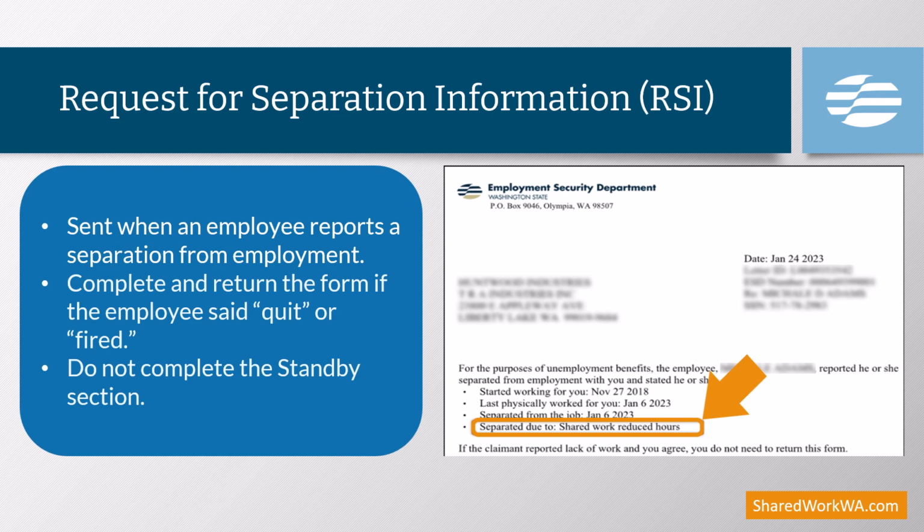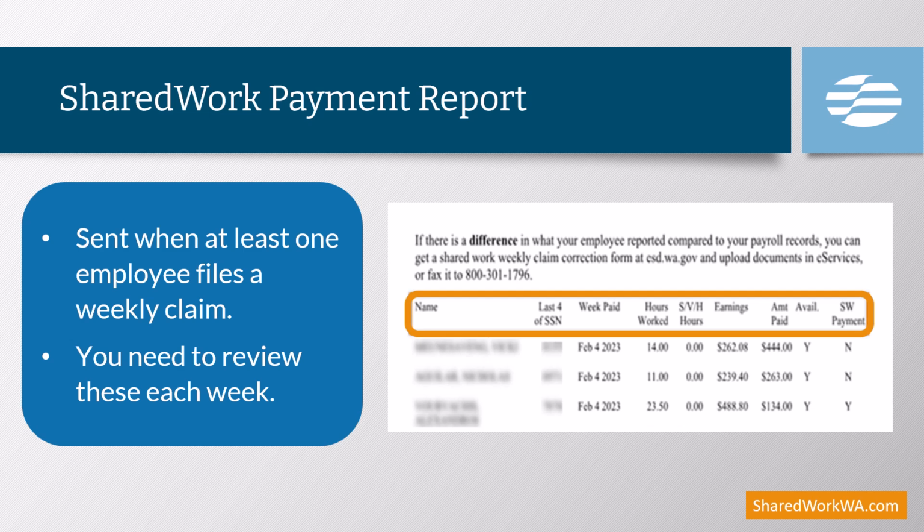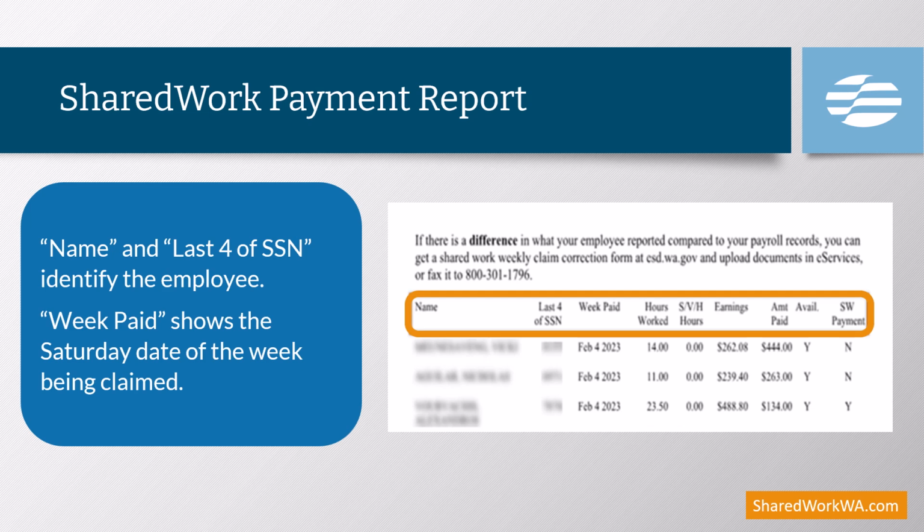Shown on screen is a portion of a request for separation information letter with an orange box and arrow outlining the claimant's separation reason. After at least one employee files a weekly claim, you will receive a payment report. Reviewing payment reports is a required employer representative responsibility. These reports contain details of what the employees reported on their weekly claims. Payment reports are posted to your organization's eServices account and are sent to you by U.S. Mail weekly. When reviewing the payment report, compare what employees reported on their weekly claims with the employer's payroll records.